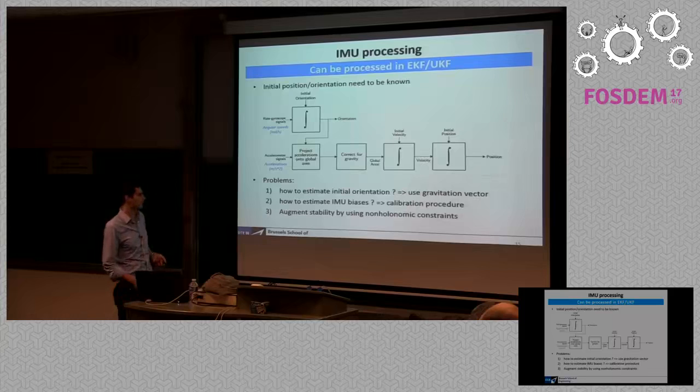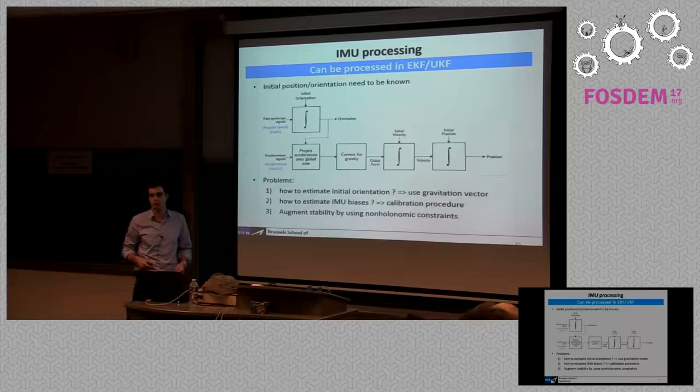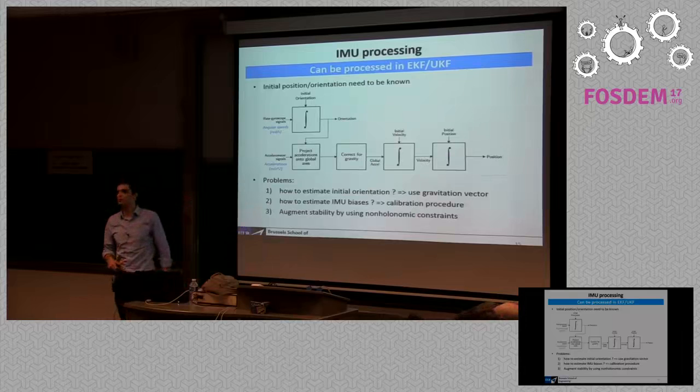So obviously you need to go through some calibration procedure. If you have a very good IMU, you can do this calibration once every 6 months. If you have a very bad one, you need to do it pretty much every time you turn it on. And then there are some tricks from the control community to increase the stability of these IMU measurements. I'm not going to go into details here.